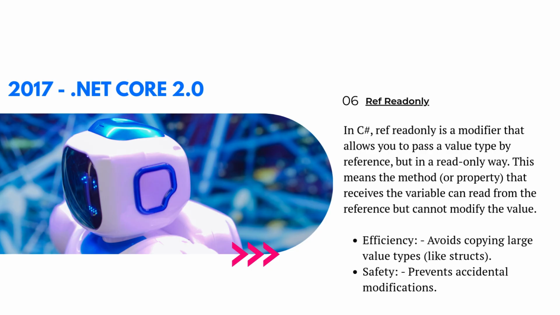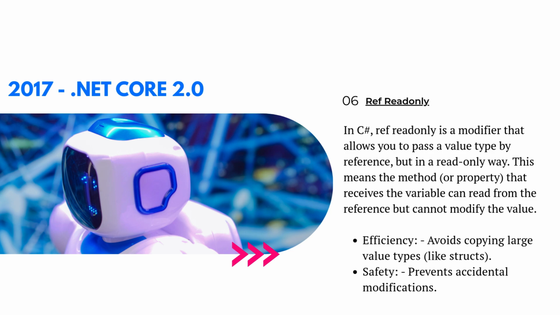In C#, ref readonly is a modifier that allows you to pass a value type by reference, but in a read-only way. This means the method, or property, that receives the variable can read from the reference but cannot modify the value. Efficiency: avoids copying large value types, like structs.